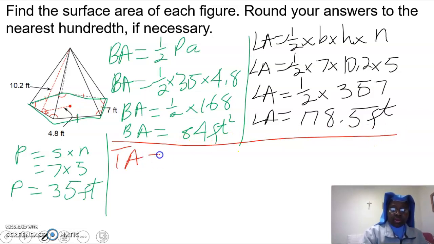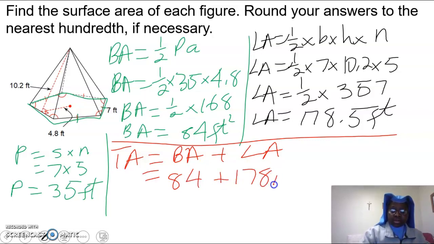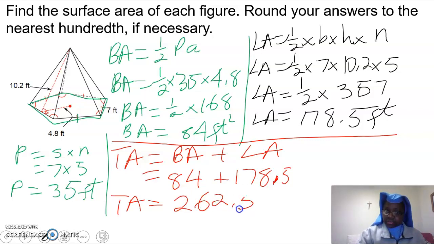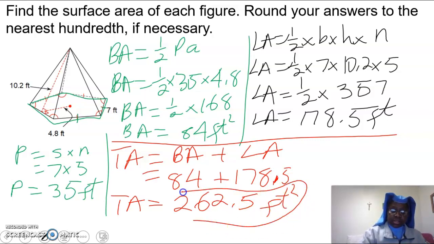So the total area then is going to be our base area plus our total lateral area. So that is 84 plus 178.5. Okay, total surface area. So that's going to be 262.5 square feet.